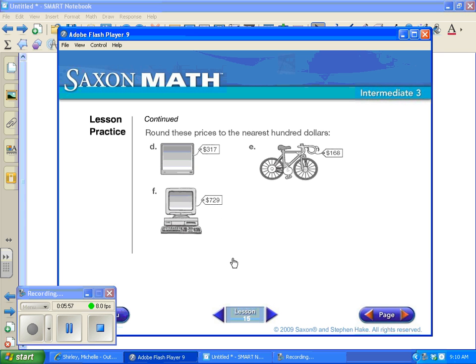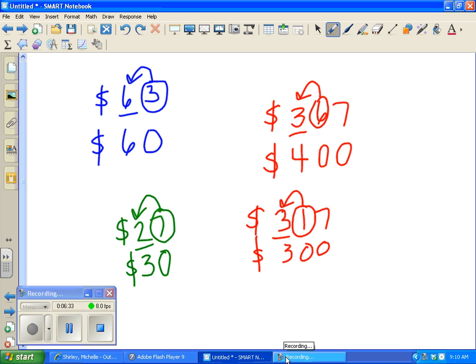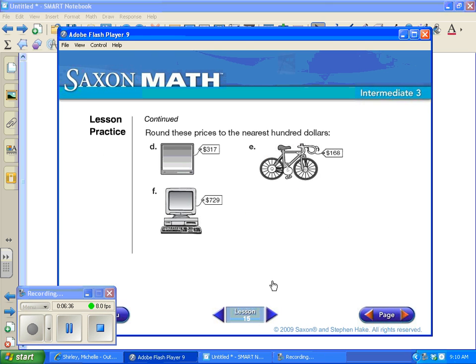All right, and round these prices to the nearest $100. Okay, $317. I'm going to do this one. Here we go, 317. It said to the nearest 100, so what do I underline? The 3. I have to circle the digit to the right. The 1 tells me what to do to the 3. Do I go up or stay the same? Stay the same. Everything else becomes a 0. Everything else that I have to drop down, I have to make zeros, except for the place that I'm working with, okay? So that one is $300.